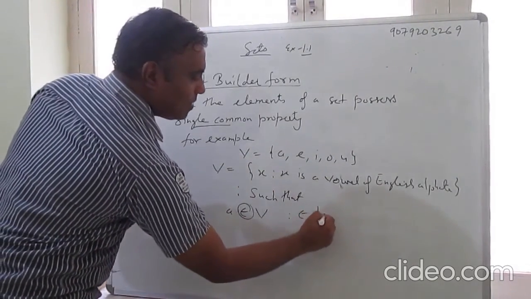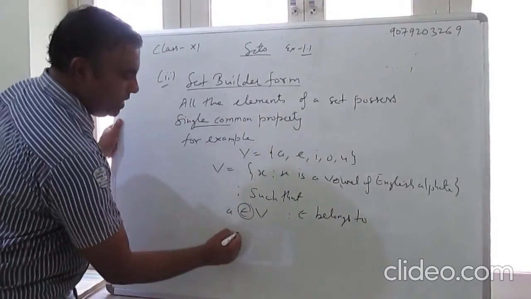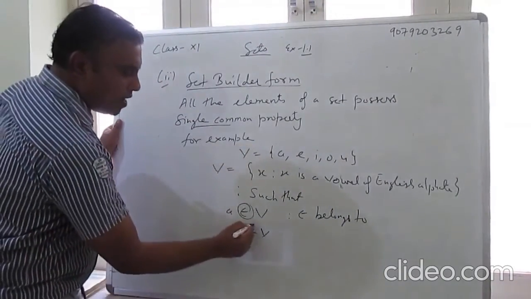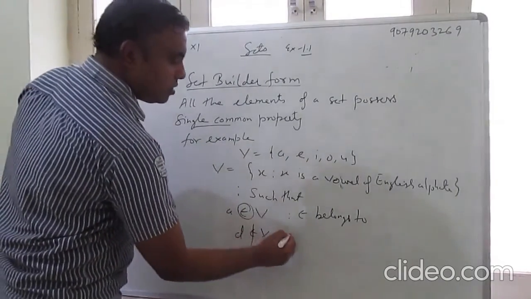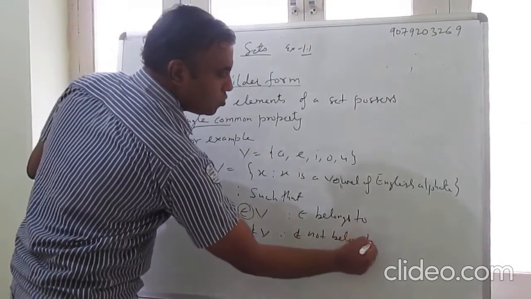How will we write it? Belongs to. If I write d, does d belong to it or not? It does not. So how will you write it? This is the symbol of not belongs to.